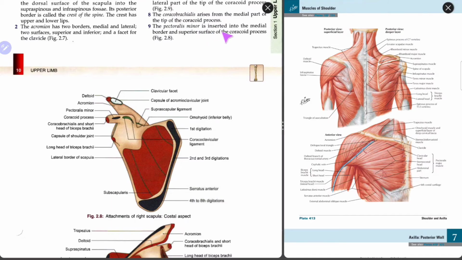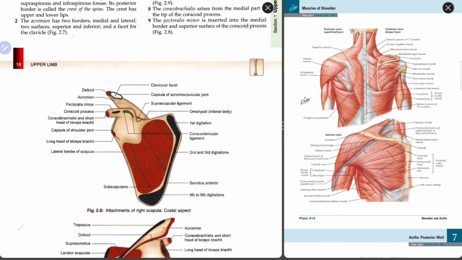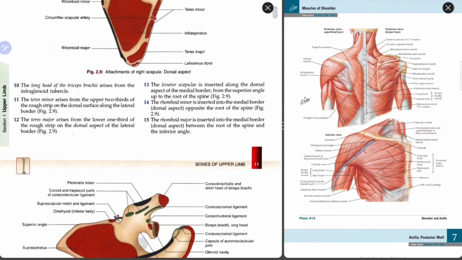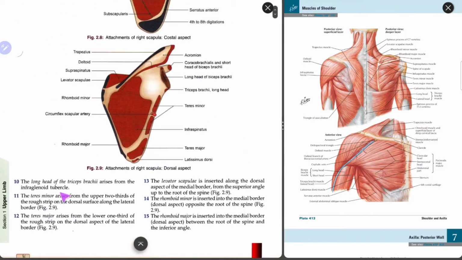The pectoralis minor is inserted into the medial border and superior surface of the coracoid process. This is the medial border and superior surface of the coracoid process, and this is the pectoralis minor muscle insertion. Now, this next point is the long head of triceps brachii arises from the infraglenoid tubercle. This is the infraglenoid tubercle originating the long head of triceps brachii. This is the long head of triceps brachii.